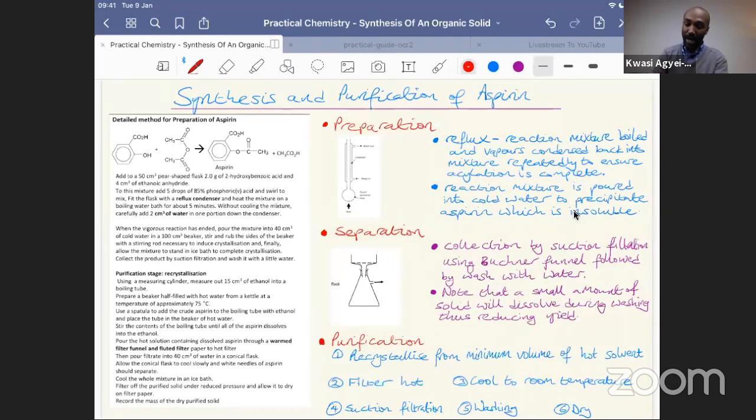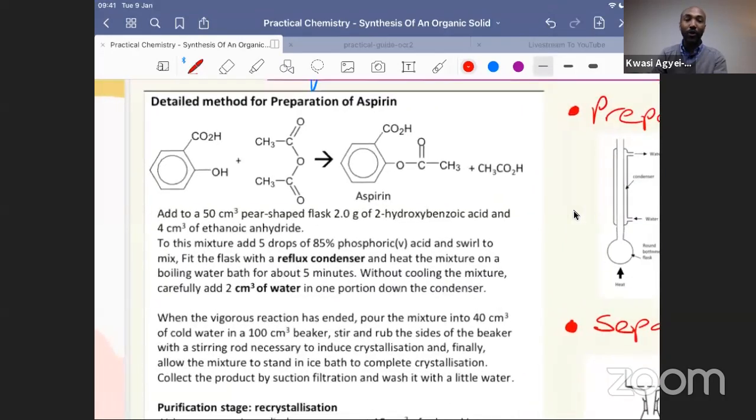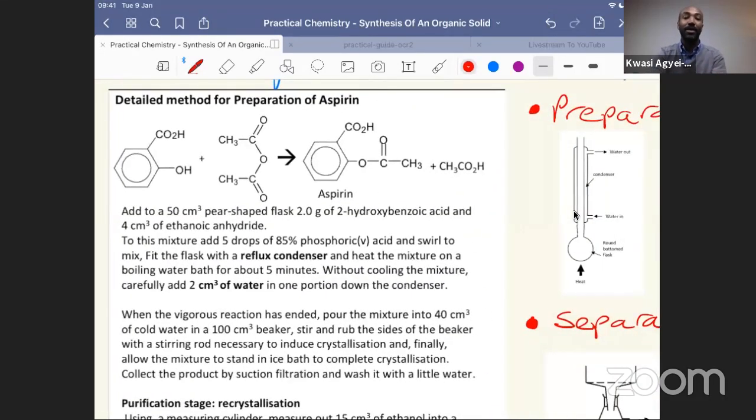So if I zoom into the detailed prep, you can see there in the top left-hand corner your balanced equation, and that reactant there is 2-hydroxybenzoic acid, to give it its full name, because you do have a hydroxyl group at that 2 position. So we've got 2-hydroxybenzoic acid, and we're going to be reacting it with ethanoic anhydride. So ethanoic anhydride is an example of an acid anhydride.